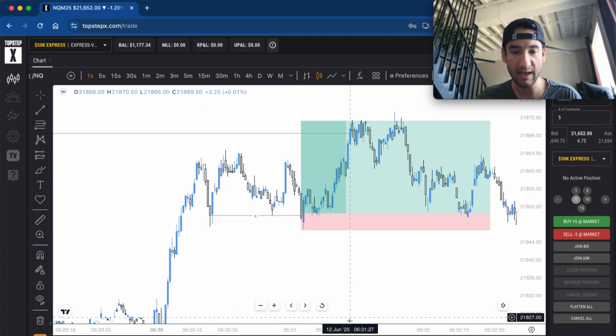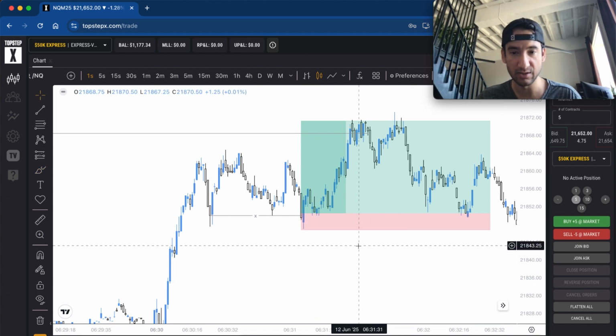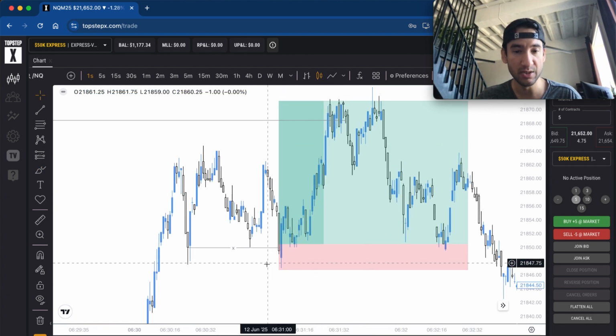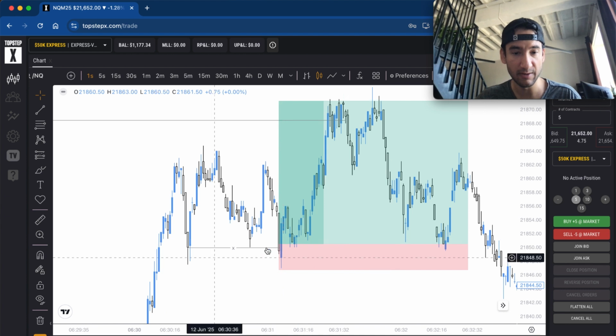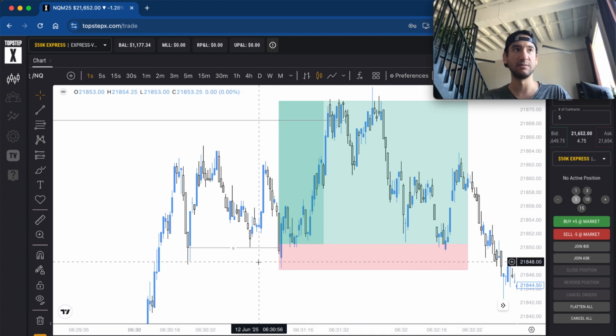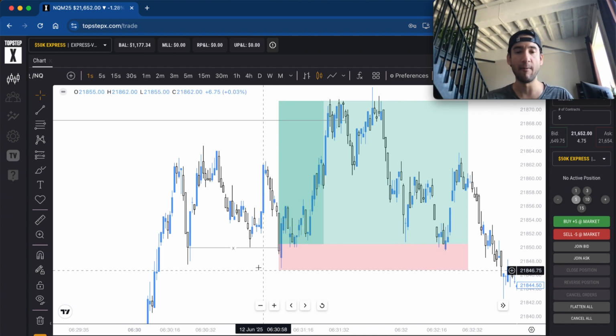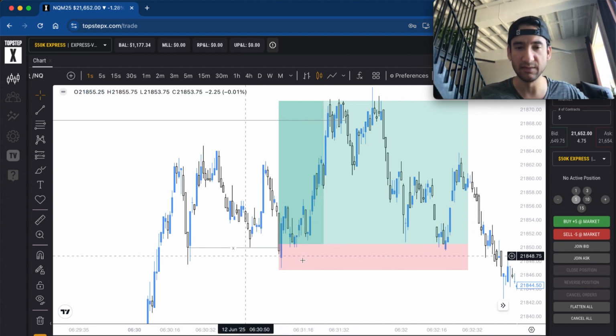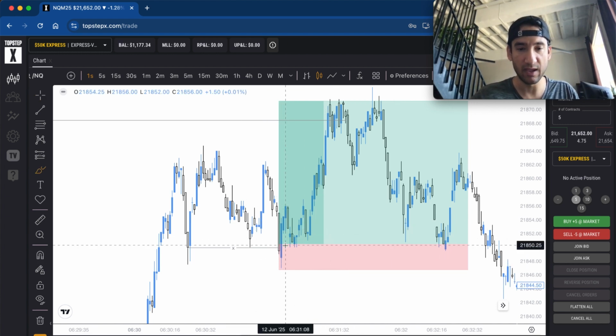So we didn't just enter right away. What we do is wait for price to sweep the lows, and then show some sort of momentum, some promise that price wants to move bullish. Once price actually started to run, then we entered the market.